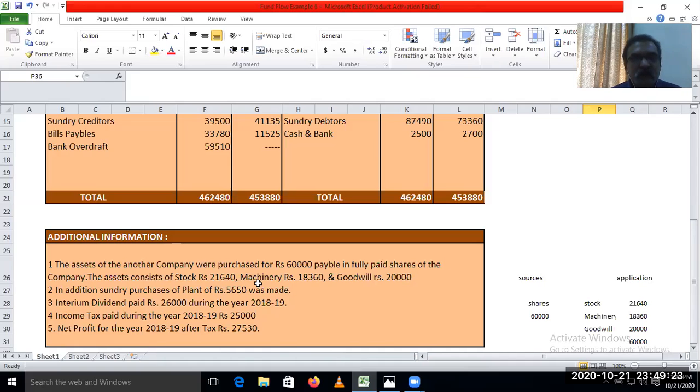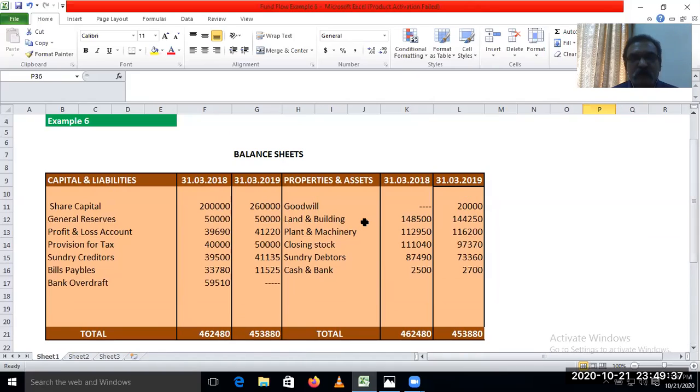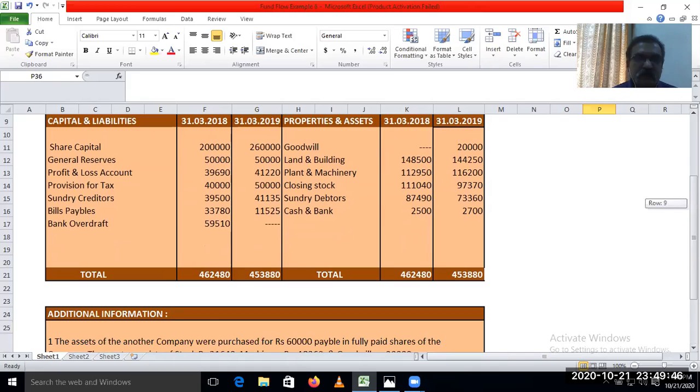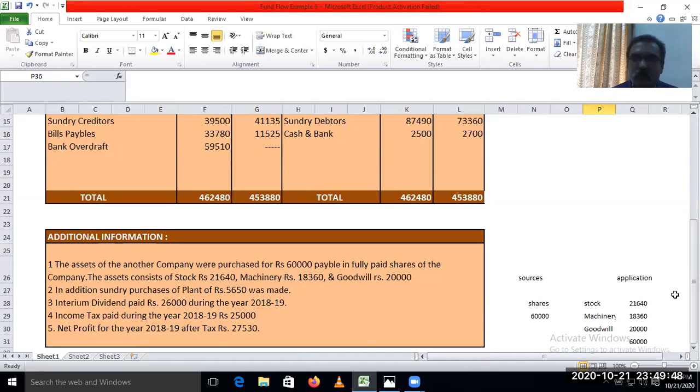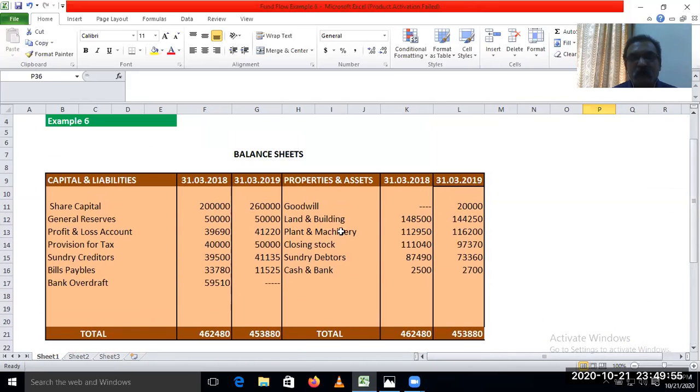That is machinery purchased of rupees 18,360 by way of shares. Machinery purchased of rupees 5,650 by way of cash. It is given. You can check out on the asset side. There are two assets, land and building and plant and machinery. So we will open these two accounts separately so that we can find out whatever is missing. Mostly the missing amount is on account of depreciation. First we will prepare plant and machinery account.